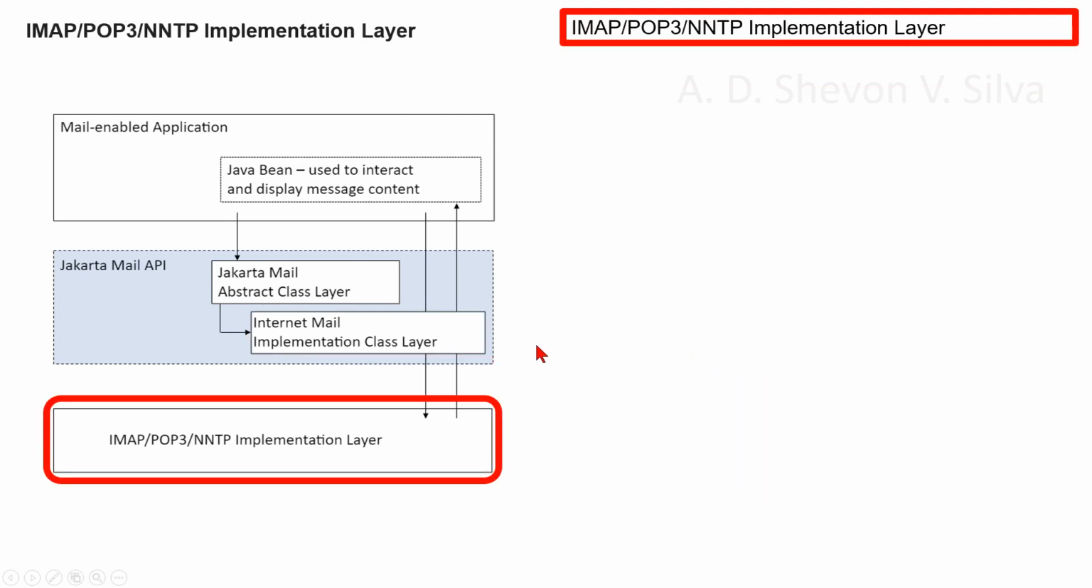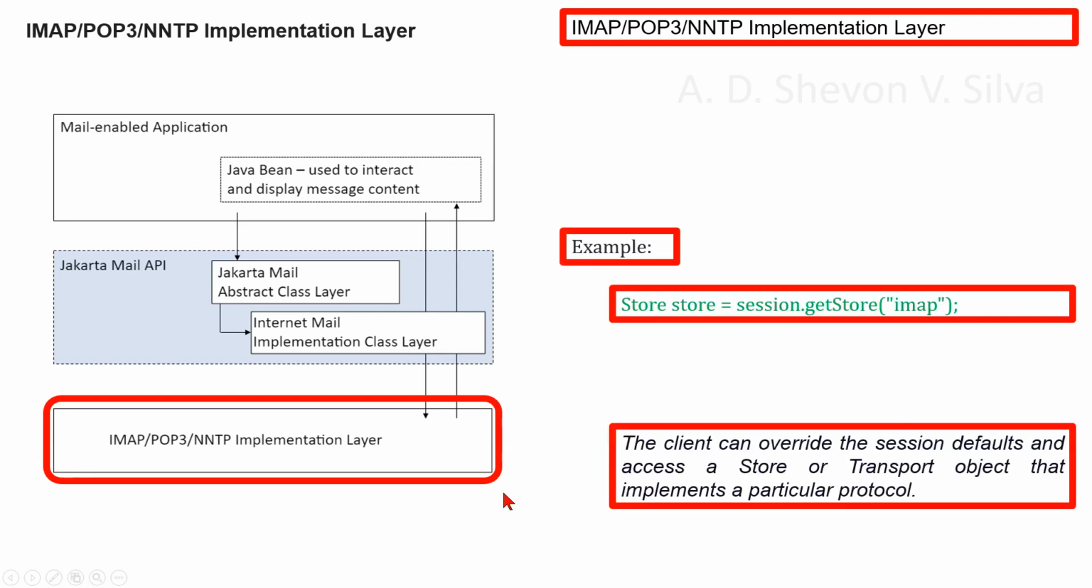Now we are focusing on the IMAP, POP3, NNTP implementation layer. As an example, we can consider this one, session.getStore IMAP. The client can override the session defaults and access the store or transport object that implements a particular protocol. Here IMAP is used.